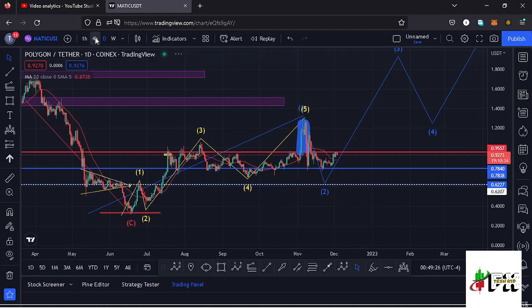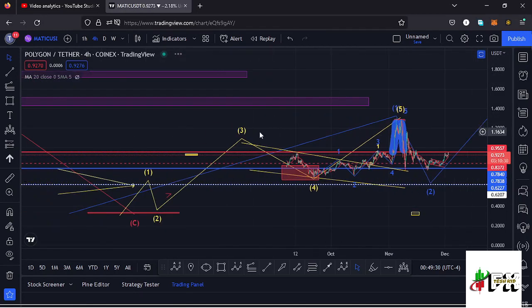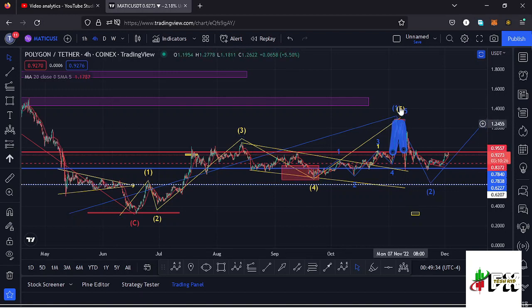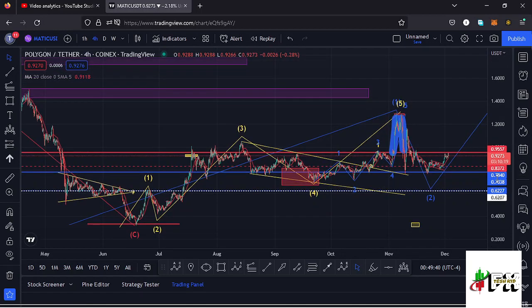Jumping to the 4-hour chart for further analysis, you can see I have this Elliott wave structure in yellow, which is a fractal wave within that higher Elliott wave count 1 to the upper side. That is so because the first wave to the upper side is an impulsive wave, and we expect to see fractal waves in formation within that wave 1 to the upper side.